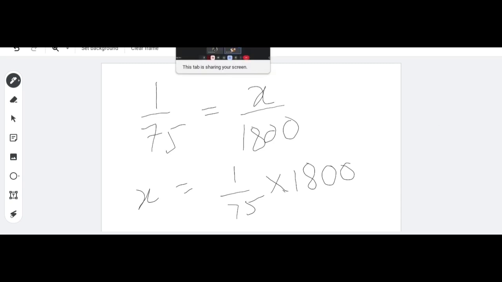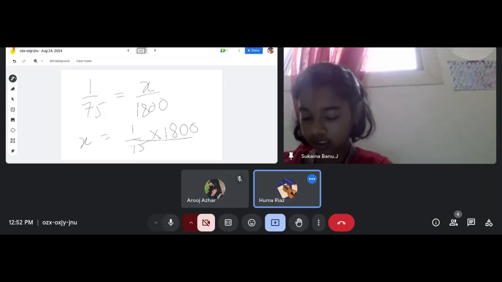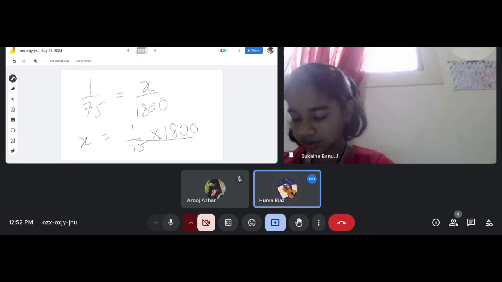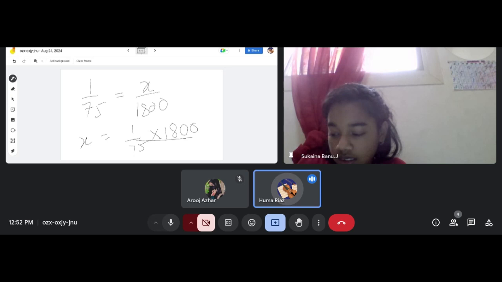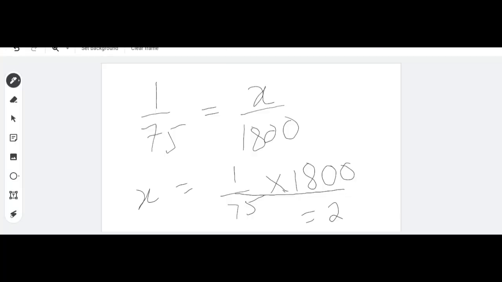Yes, yes. Oh no, this is just the direct number. Just the 1 is first multiplied. 1 is multiplication between 1 and 1800. Then 1800 is divided by 75. Yes. 24. Very good. Correct answer. So we got the answer, that is 24.